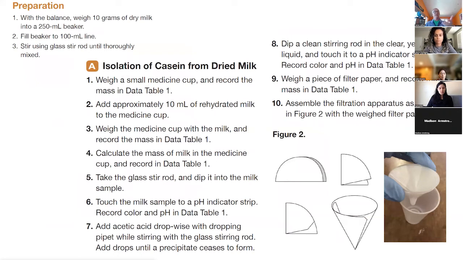So first we make the milk with 10 grams of dry milk and 100 mils of water. Well, not 100 mils of water. You bring up the total volume to 100 mils, and then just stir until that's completely in solution.